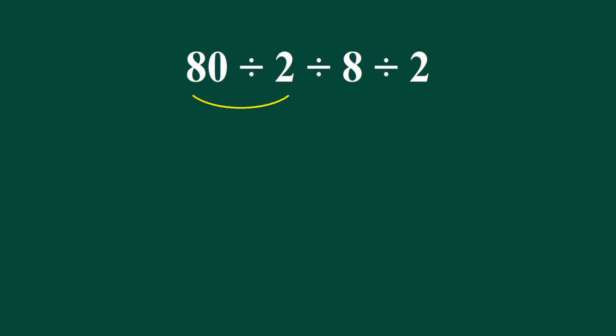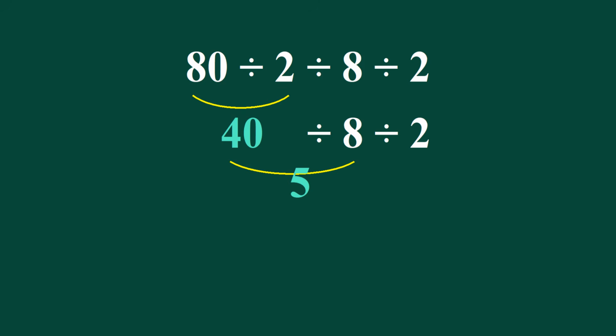80 divided by 2 gives us 40. So 40 divided by 8 divided by 2. And now we have to do this division. 40 divided by 8 is just 5.